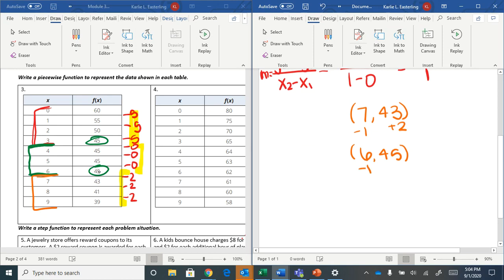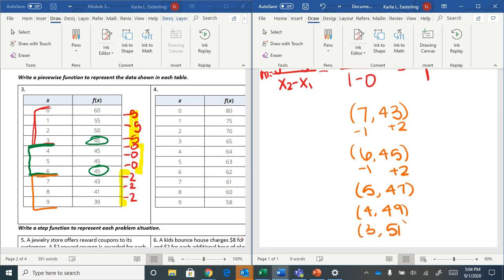And then we'll subtract 1, add 2 again. We'll be at (5, 47). Subtract 1 again, you'll get 4. Add 2, you'll get 49. Subtract 1, you'll get 3. Add 2, you'll get 51. I'm going to go up here so you know where I'm going. Subtract 1 again, I'll get 2.